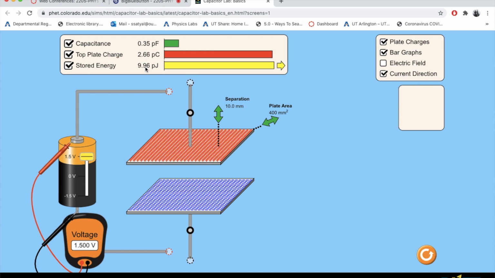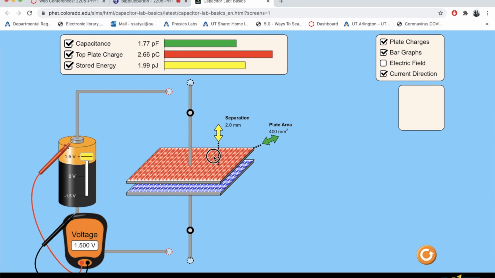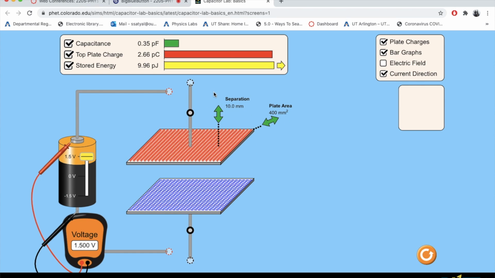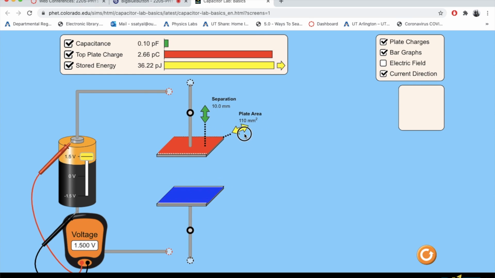But now what happened with the stored energy? Stored energy was 1.99 picojoules. Now it went up by 5 times, so almost 10 picojoules. So once you disconnect it from the battery, and now if you increase the separation, your potential energy also increases. And what happens by changing the area?